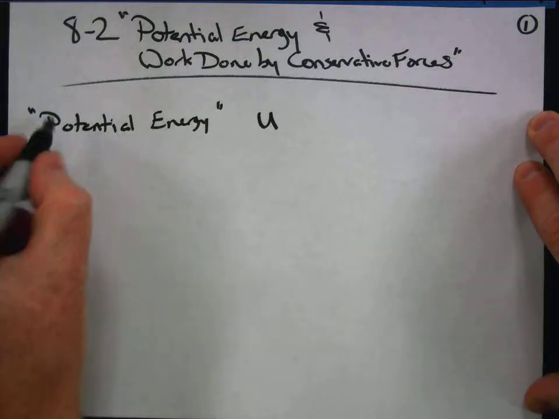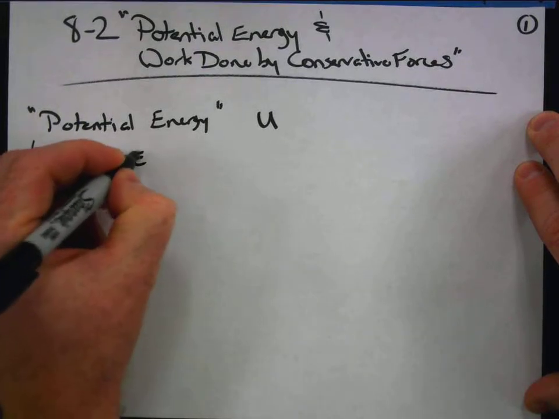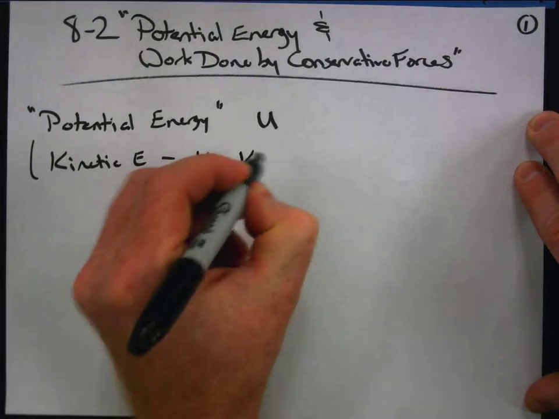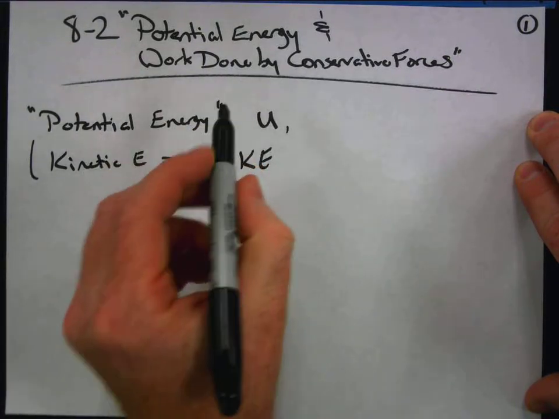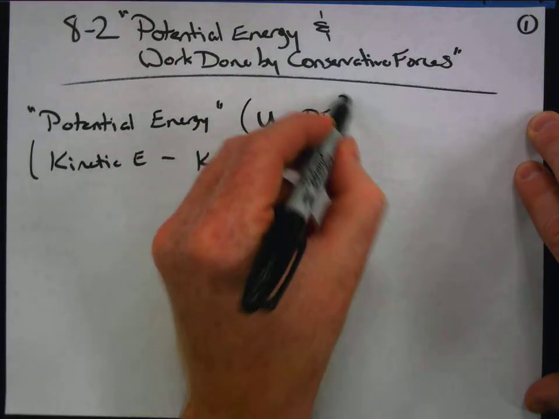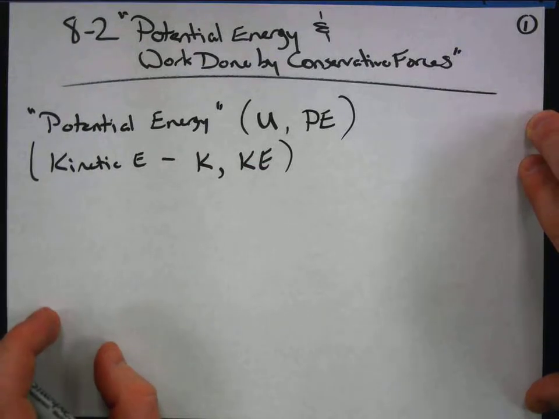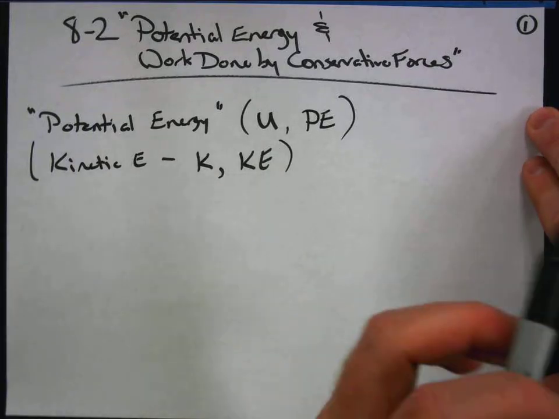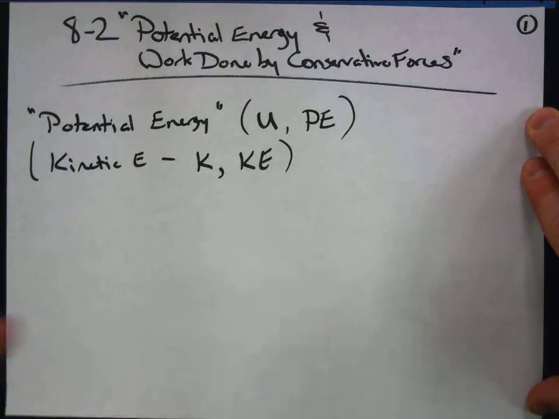Recall that with kinetic energy, this symbol was a capital K. Now, sometimes you'll see KE for kinetic energy. For potential energy, sometimes you'll see a PE. And the symbol is not terribly important. Our textbook uses the capital U and the capital K for these two, but it is possible that you'll see the PE and the KE. Same idea.